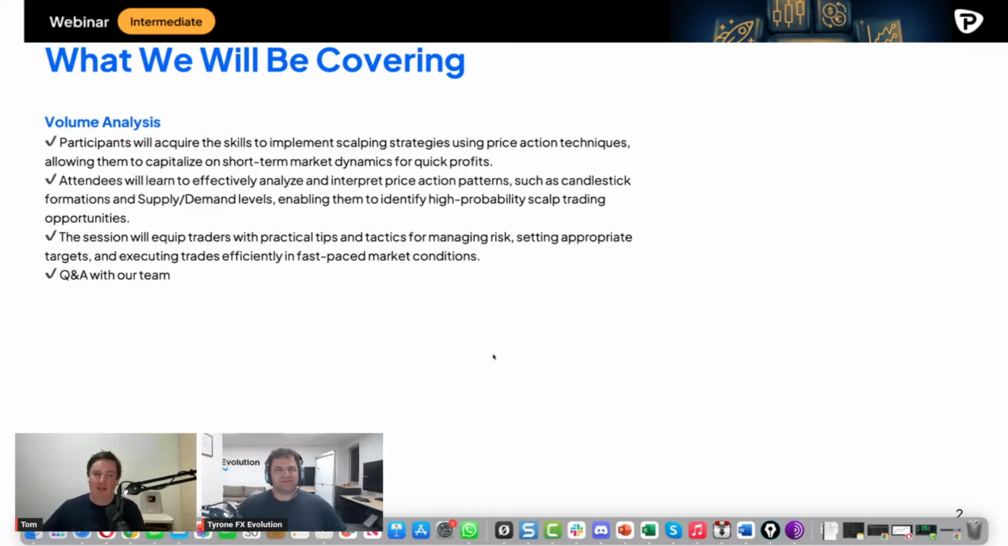So what are we going to be covering today? Of course, we're going to be looking through participants acquiring the skills to implement the strategies. We'll be taking a look at how we effectively analyze, interpret, and of course, use candlesticks more effectively. I think that's a really great thing. And we'll be equipping traders with the practical steps of managing some risks as well.